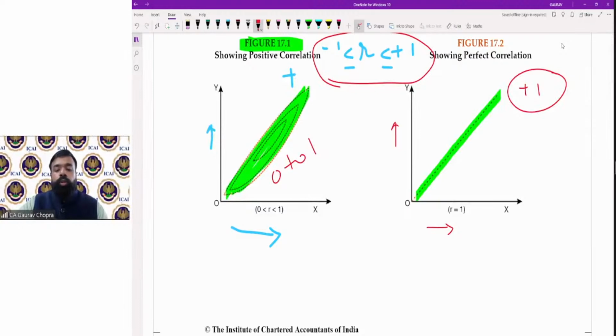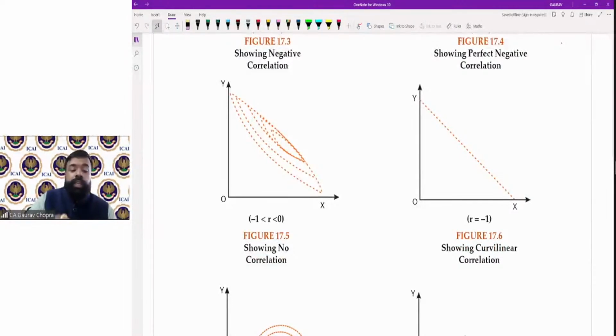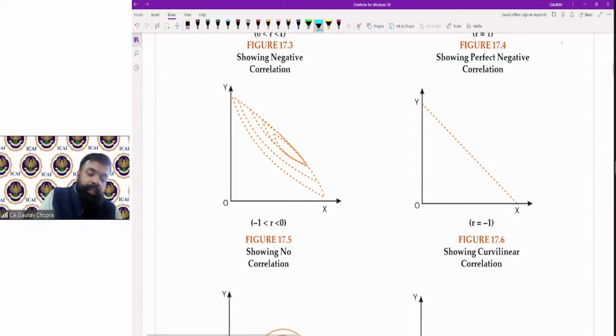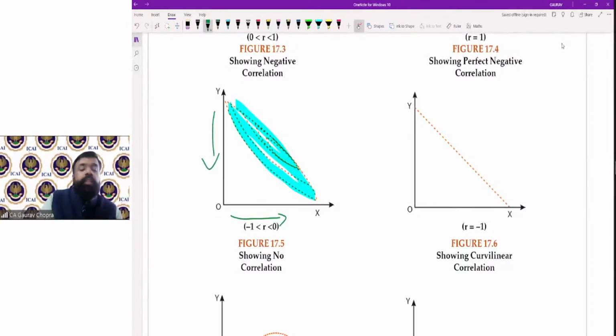So it will be plus 1. Then let's move towards the next figure, 17.3. Now this time we can see that values are moving downwards. Values are moving in downwards direction. So x is getting increased, but y is getting decreased.